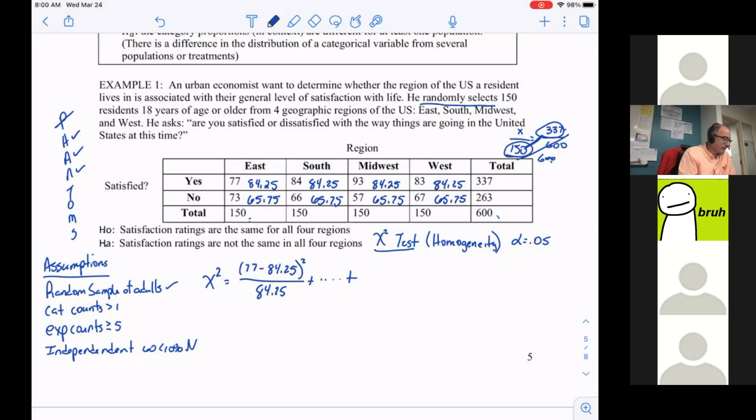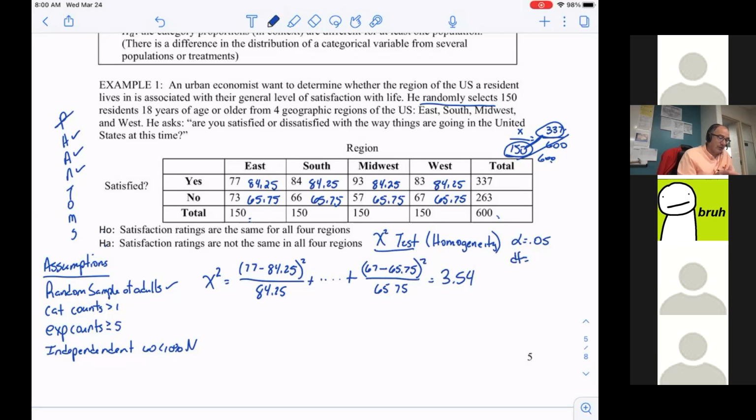I'm going to go to my last term, and my last term is 67 minus 65.75 squared divided by 65.75. And now we'll just go with the calculator. So in my calculator, the thing that we needed to write down was the chi-squared value of 3.54. We haven't got down my degrees of freedom yet.